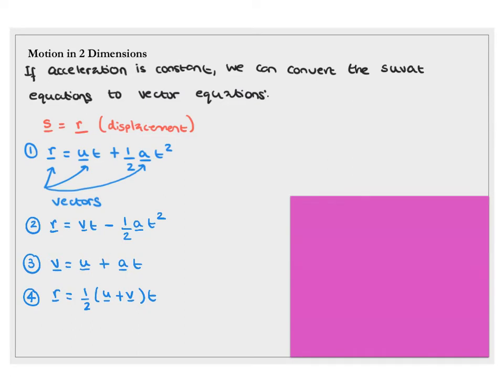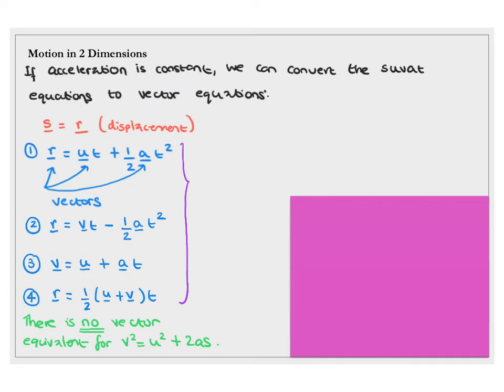That is because we do not know at this stage how to square a vector. It just doesn't make sense to us based on the knowledge of vectors that we have. So we rule out the equation v squared equals u squared plus 2as, and we just make do with these four equations.